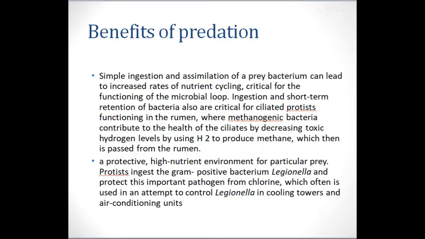Okay, and you can see that methanogenic bacteria will contribute to the health of the ciliates by decreasing the toxic hydrogen levels by using hydrogen to produce methane, which then is being passed from the rumen. So to control the amount of bacterial colonies in rumens also, the technique of predatory organisms can be utilized.